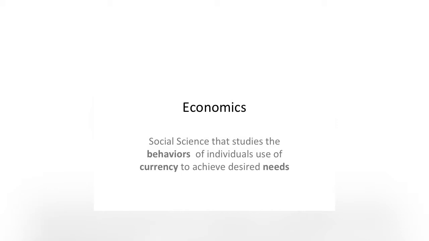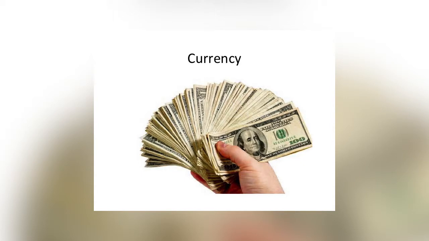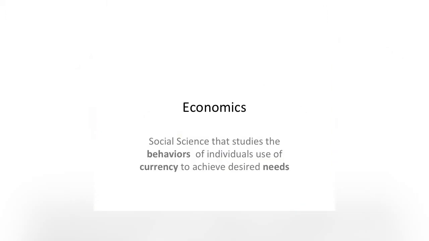So let's get back to the definition of economics. In our economy, the economy that adults operate in, a financial economy, okay? In our financial economy, the currency, which is part of the definition of economics, is cash, okay? Cash is king in our financial economy. So the definition of economics was the study of behaviors of individuals' use of currency to acquire certain needs. So what are the needs that individuals are attempting to acquire throughout the day?